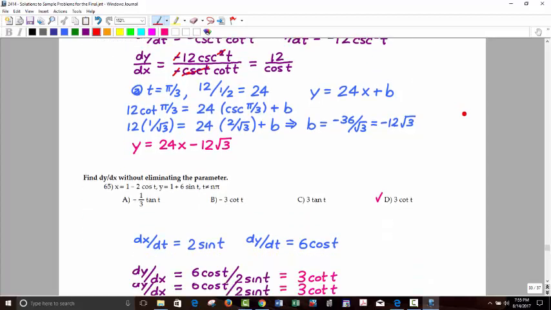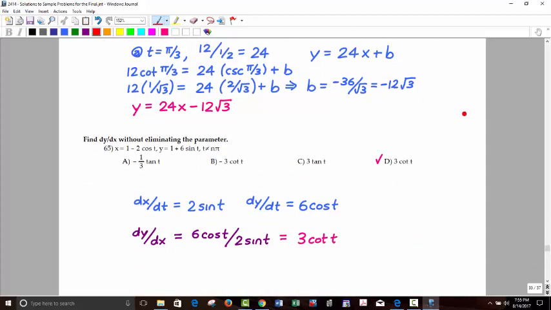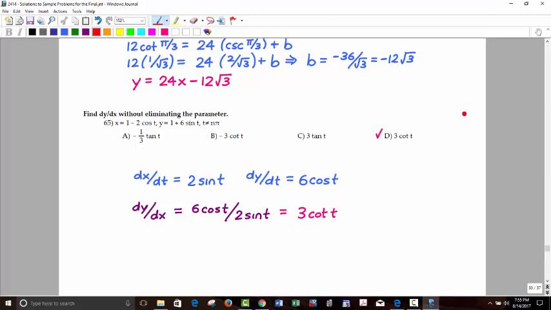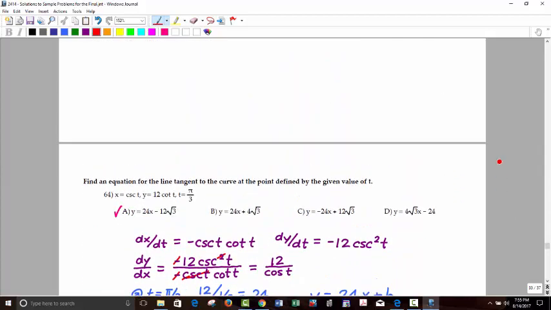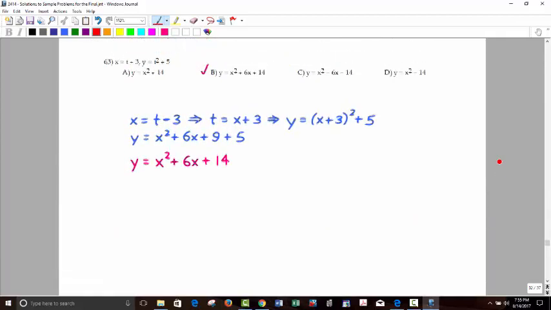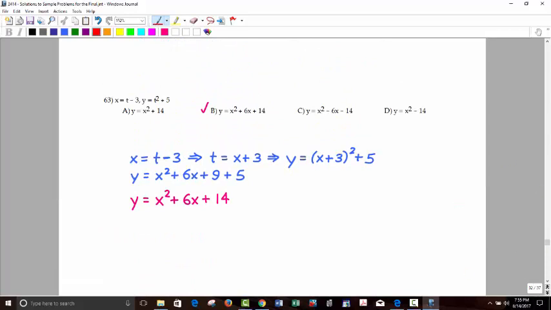Very good. So number 65 says find dy/dx without eliminating the parameter. Because technically, sometimes you could do this. Sometimes it would be too difficult to do, so you wouldn't want to. But let me go back to one of the problems we just did. Like this.